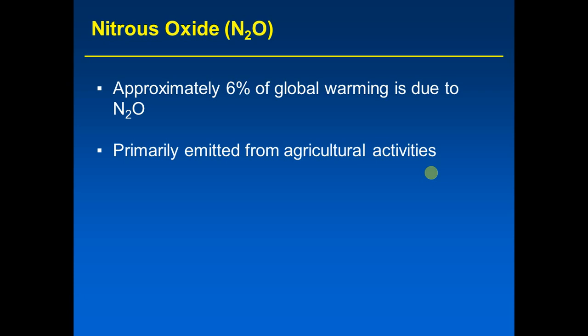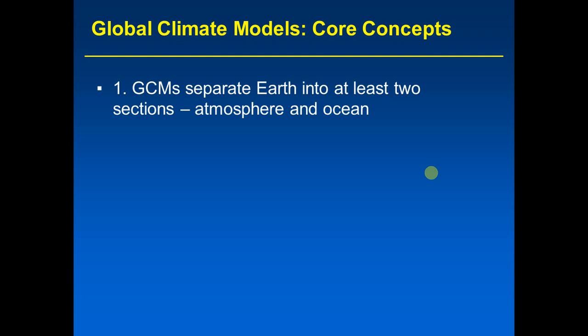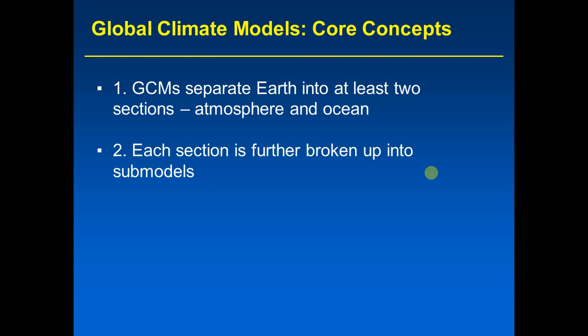Okay, let's come back to global climate models. Let's talk about the core concepts of them. Okay, so these are three important concepts to understand for global climate models. One, they separate Earth into at least two sections, the atmosphere and the ocean. So the most basic global climate model, or GCM, that stands for global climate model, is going to have at least two different sections for Earth. An atmosphere, where the aerosols, the clouds, the greenhouse gases are, and the ocean, where most of the world's liquid water is. Then, each section, the atmosphere and the ocean, is broken into submodels.